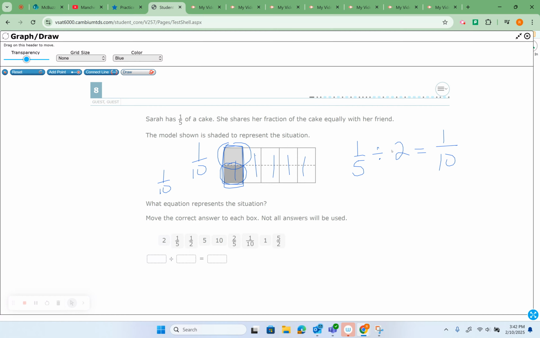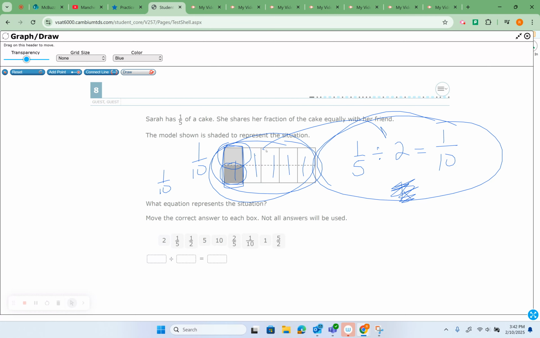So 1/5 shared equally, right? Divided by 2 is 1/10, and that's what we're looking for. I'm not even talking about that other thing there, right? But that's really what we do. And hopefully, instead of just teaching keep, change, flip, you utilize pictorial models, fraction circles, fraction bars, all that stuff to help transition from here to here.